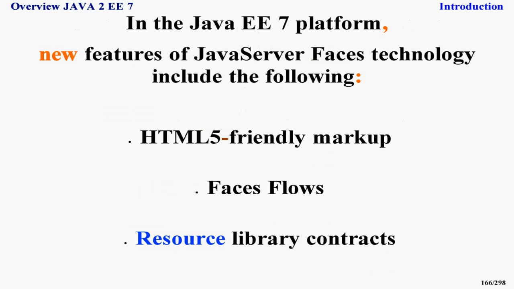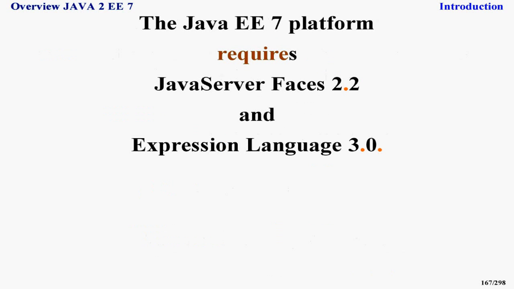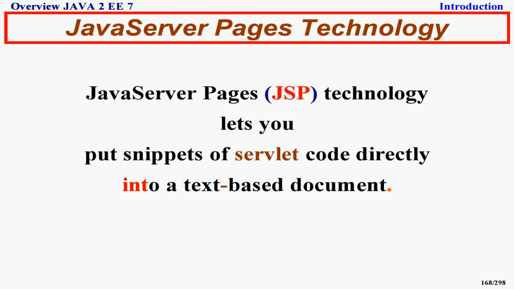In the Java EE 7 platform, new features of Java Server Faces technology include the following: HTML5-friendly markup, faces flows, resource library contracts. The Java EE 7 platform requires Java Server Faces 2.2 and expression language 3.0.